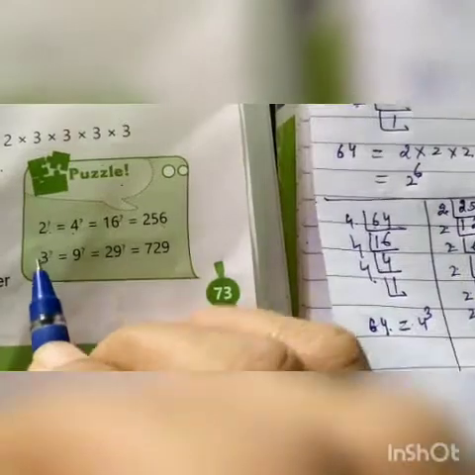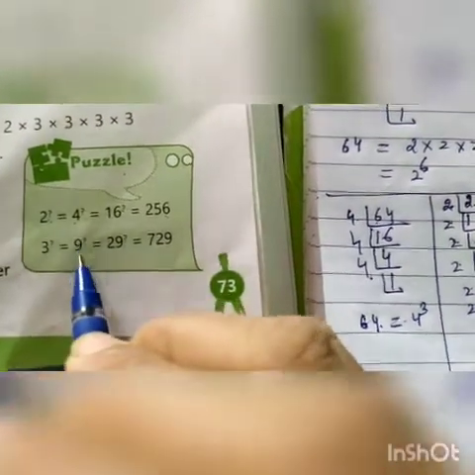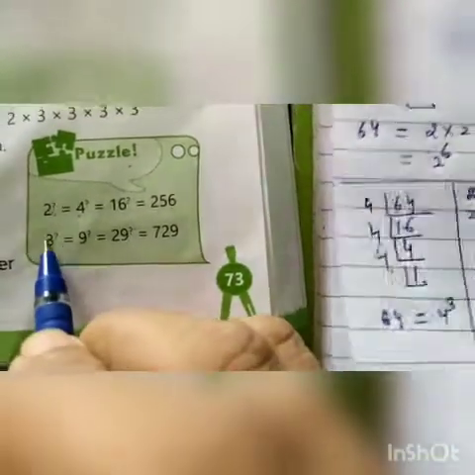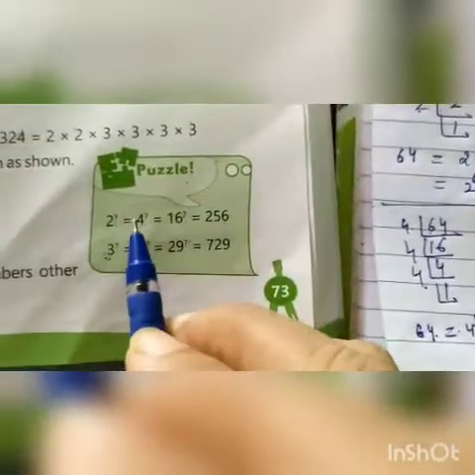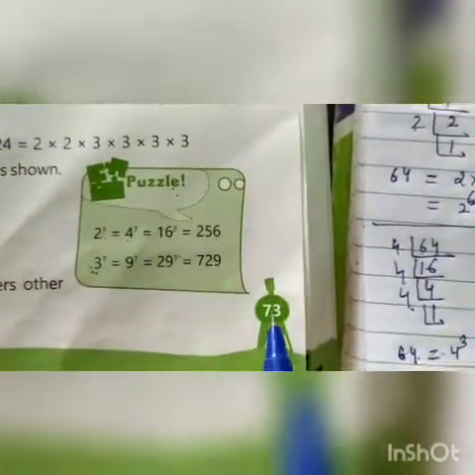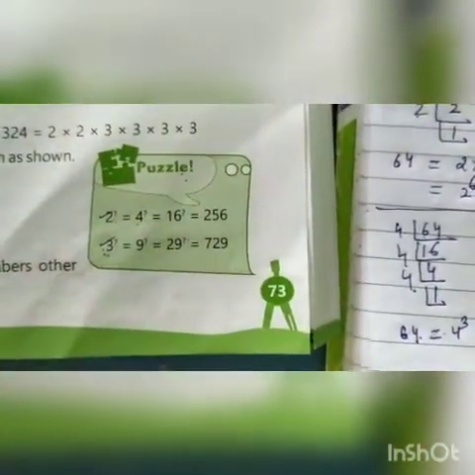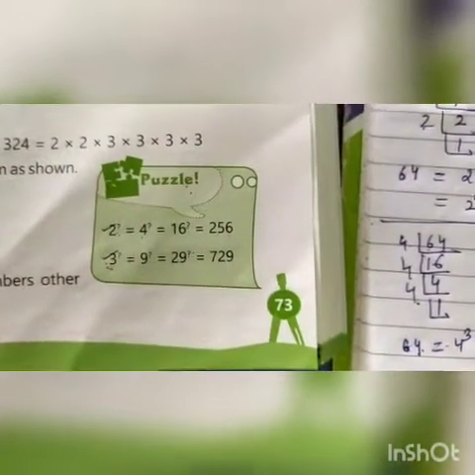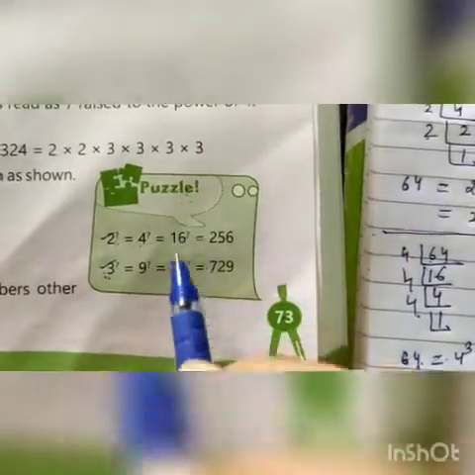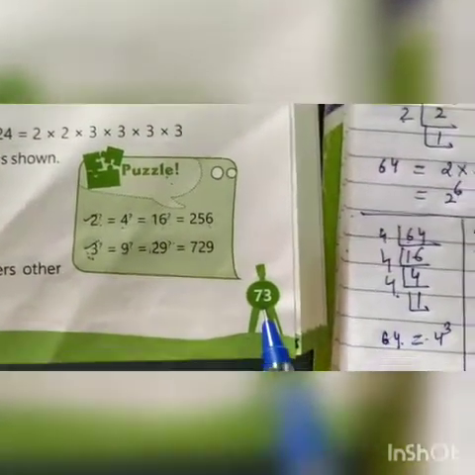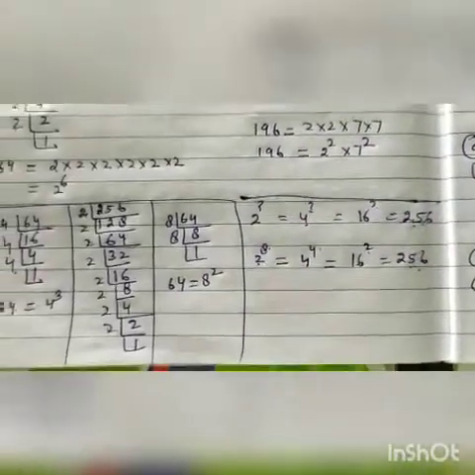One more question here, 3. We do not know the power here of 3, here of 9, and here of 27. So you can try this question yourself in the notebook. You will write it at the end of the exercise, puzzle, page number 73. Then you will do these 2 questions in your notebook. First you complete the full exercise. Then you will do these 2 questions of the puzzle, and you will show these factors. Okay students?